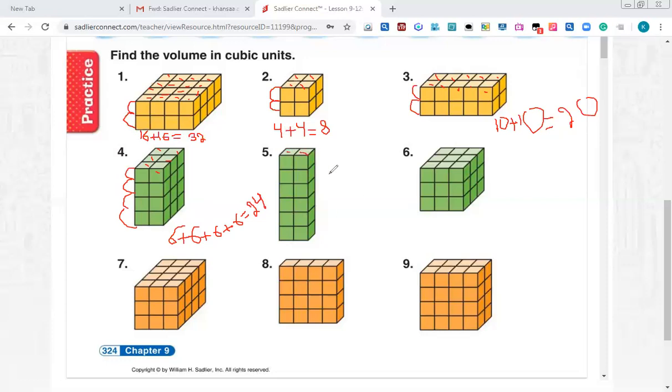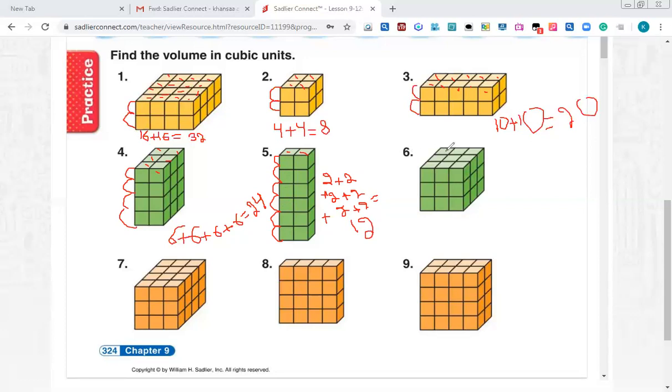Okay? It's the same for number 5. We have 2 cubes in the top layer. How many layers do we have? 1, 2, 3, 4, 5, 6. So 2 six times. 2 plus 2 plus 2 plus 2 plus 2 plus 2 gives me 12.